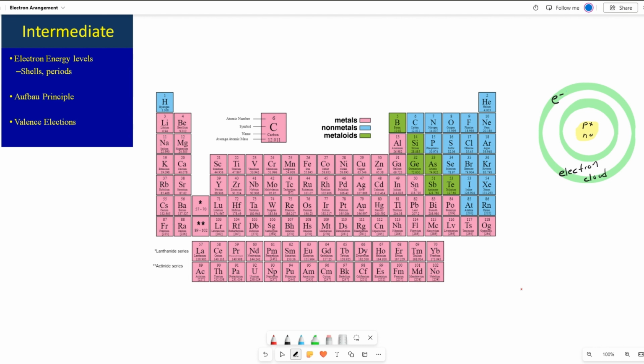So when we talk about electron arrangements in atoms, really what we're talking about is where and how the electrons exist within the electron cloud. And the reason why chemists want to understand exactly where electrons exist in the electron cloud is because if you have a thorough understanding of where electrons exist, you can predict fairly accurately how an atom is going to want to react or interact with other atoms. So let's begin talking about electrons within the electron cloud of an atom.